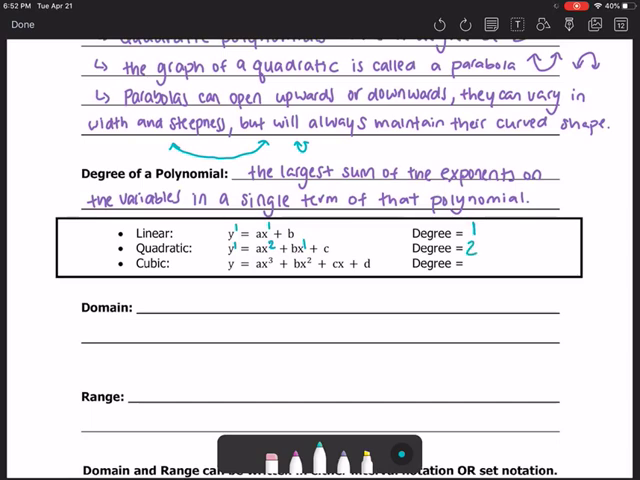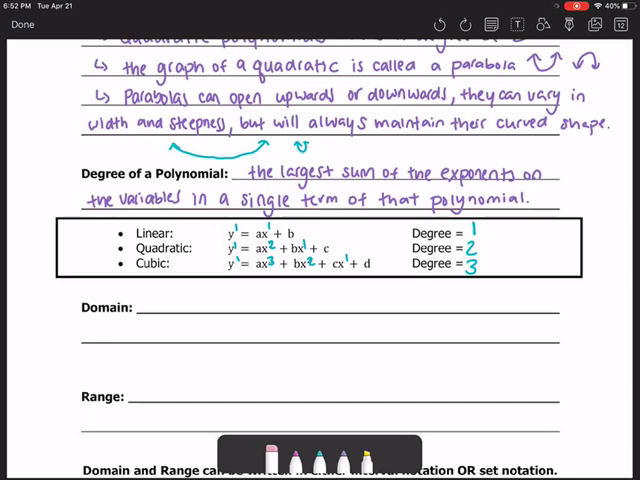And for my cubic equation, my y has an exponent of 1, my x here has an exponent of 3, my x there has an exponent of 2, my x here has an exponent of 1, and there's no exponent on a variable existing in the last term. So my highest exponent is 3. So a cubic will have a degree of 3.